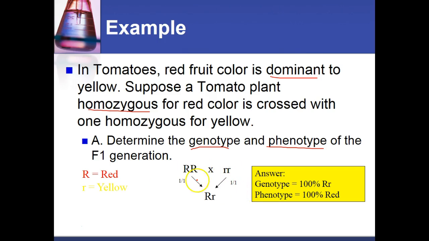Okay, and so your answer is, remember we want to find the genotype and phenotype of the F1 generation. 100% big R, little r is our genotypic answer, and 100% red is our phenotypic answer. Okay, so this is a little review of a monohybrid cross. Remember that is monohybrid because we're only looking at one trait. But I wanted to throw in a monohybrid cross example just as a warm-up so that when we move into dihybrid, it's a little easier to understand.